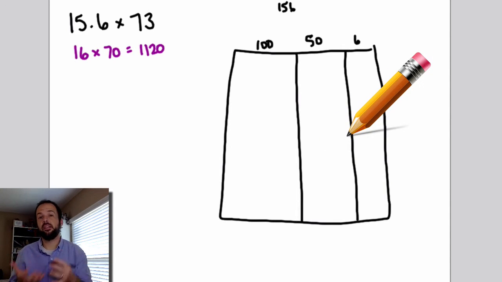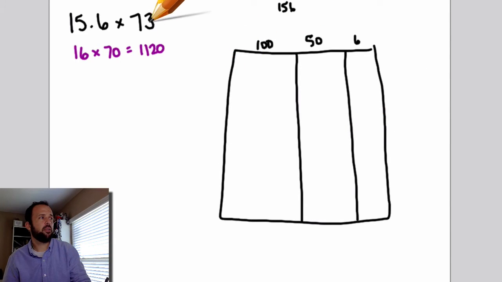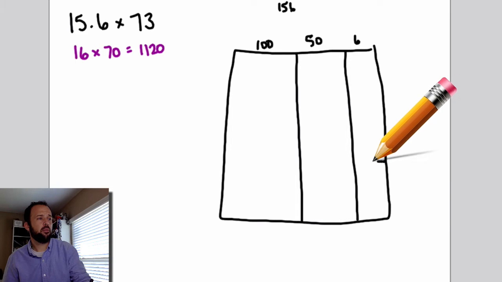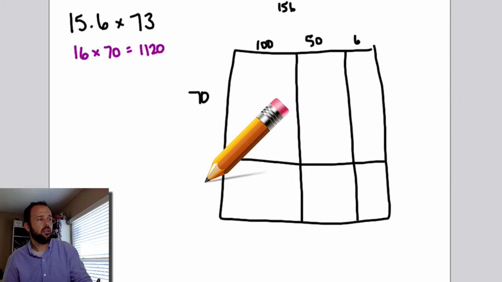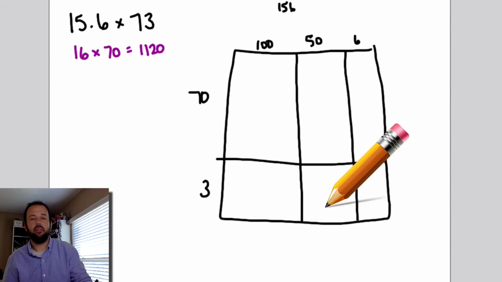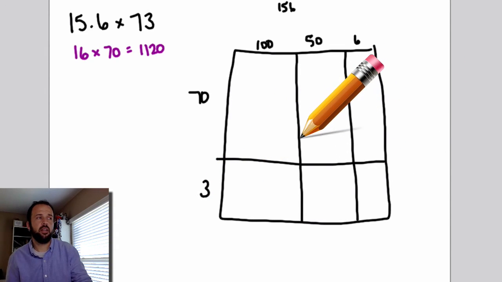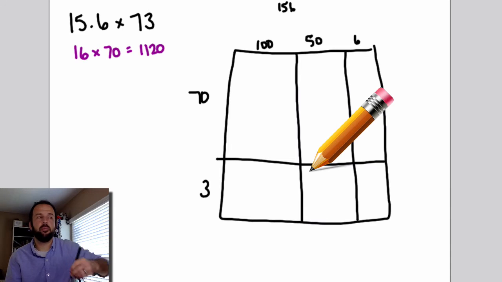Okay, so I broke that apart into 3 places because I have 3 place values this time, and that's totally okay. We can still do it the same way as we did the last one. And I'm going to break apart my 73 here. I'm going to break it apart into 70 and 3. And now I have all my areas here that I can find the values of and then add them up. So let's do it.